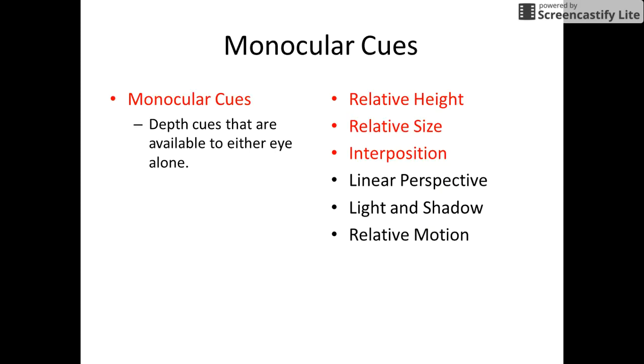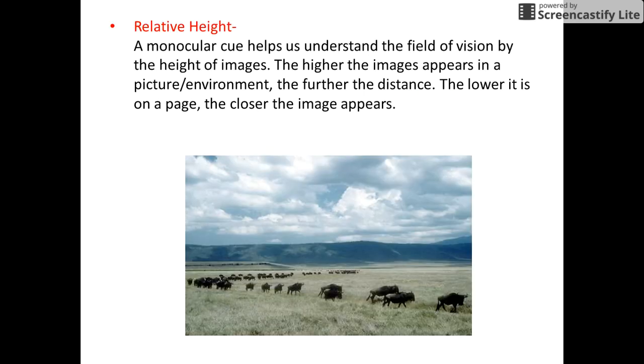So those are our binocular cues, using 2 eyes and understanding retinal disparity, but you can gain a lot of information by using monocular cues, which are depth cues using 1 eye alone. The first 3 are relative height, relative size, and interposition. And then the last 3 are linear perspective, light and shadow, and relative motion. By understanding relative height, it might be a good idea again to jot down the term and make sure that you have an example of the different images.